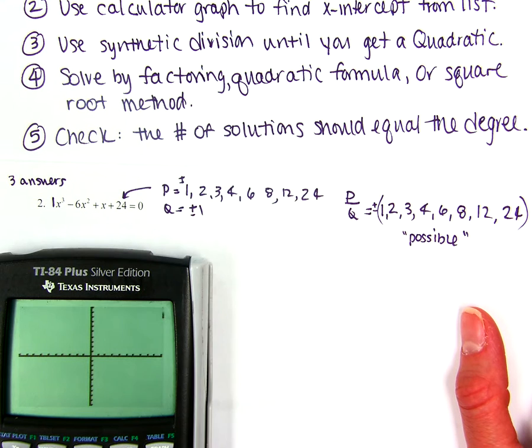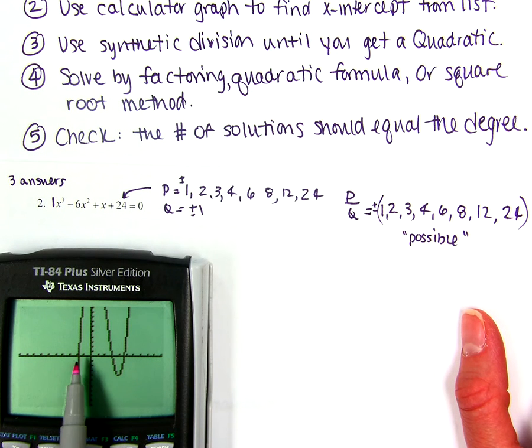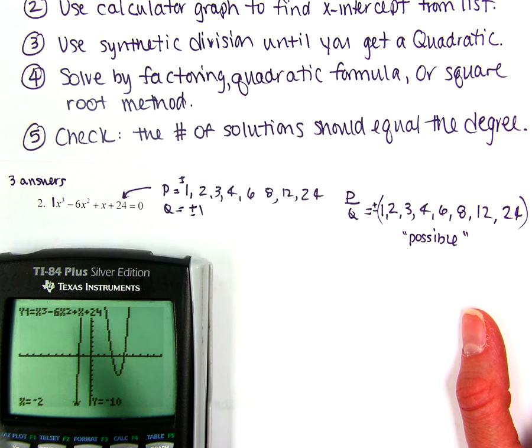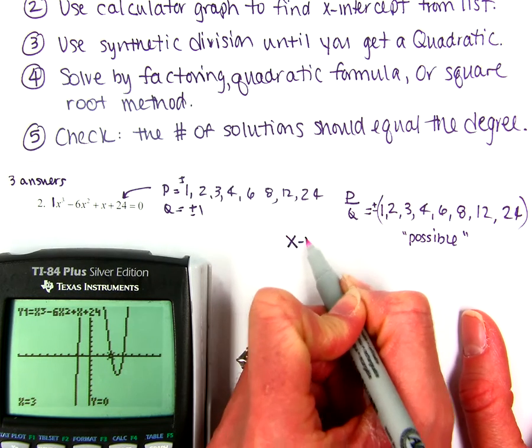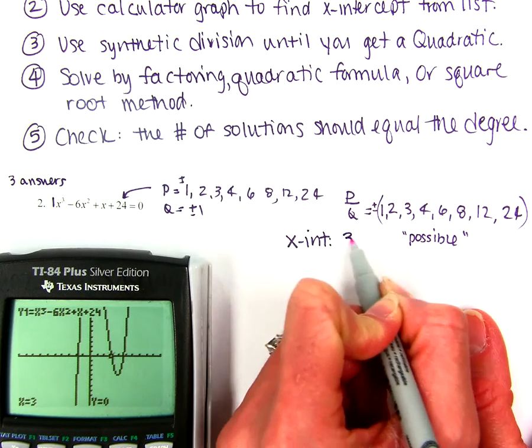All right, so if you hit graph, this one looks like it's almost at -2. If you hit trace and type in -2, you can see that it's really not at -2 because -2 comma 10 is way down here. So this is going to be something close to -2, but it'll be a decimal. This one looks like 3. If I hit trace and type in 3, you'll notice it says 3 comma 0. So my x-intercept on my calculator looks like it's at 3.